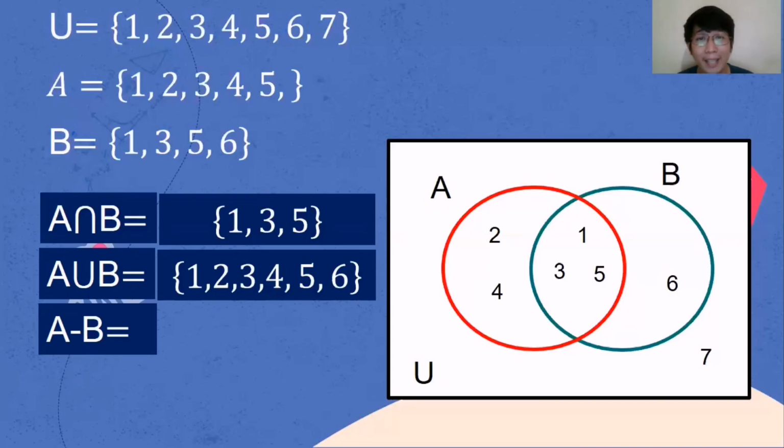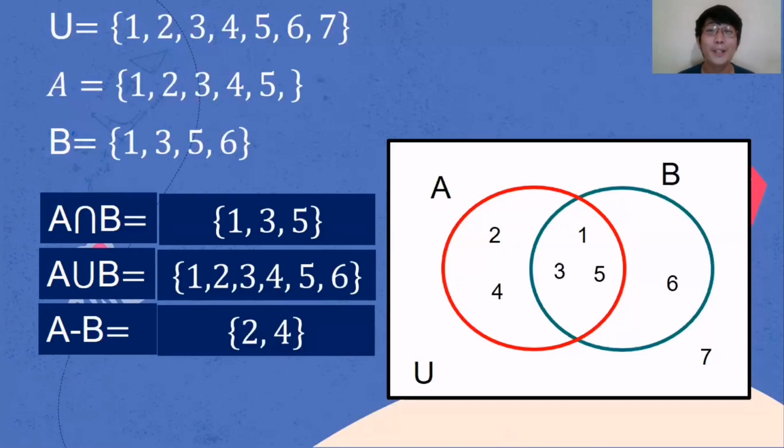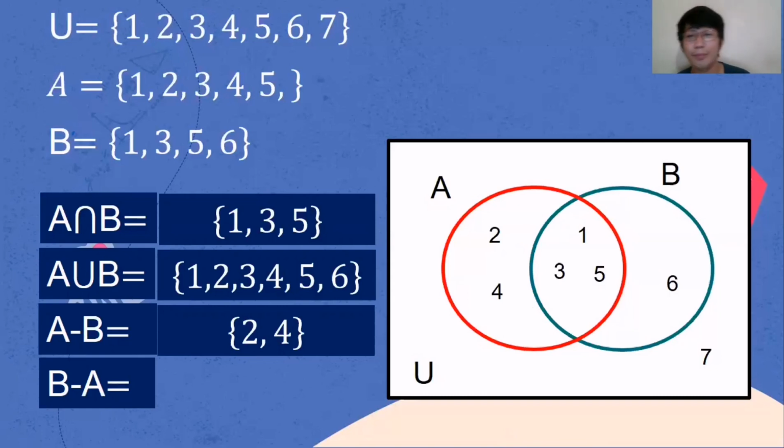Di ba when we say difference, anong meron si A na wala kay B? That is difference. Ibig sabihin po, ito po yung A minus B. Ito po yung difference po nila. What are those elements? Those are, very good, 2 and 4. Very good. Next, what is B minus A?